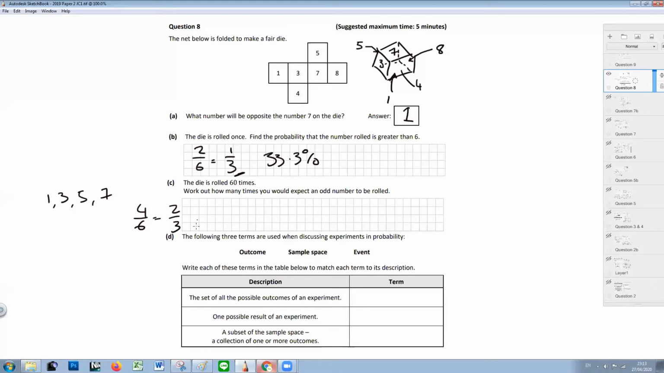Now, if we roll it 60 times, that's going to be 120 divided by 3. So 40 times we would expect an odd number.